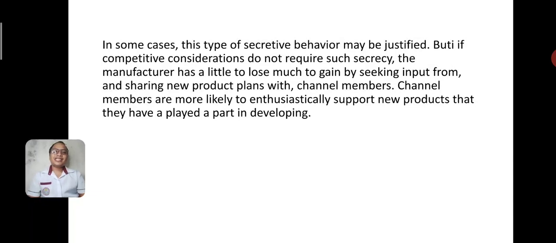In some cases, this type of secretive behavior may be justified, but if competitive considerations do not require its secrecy, the manufacturer has little to lose and much to gain by seeking input from and sharing new product plans with channel members. Channel members are more likely to enthusiastically support new products that they have played a part in developing. So, napakalaking part nito sa pag-develop ng kanilang product.